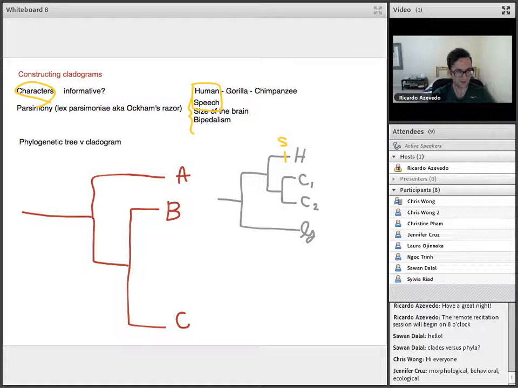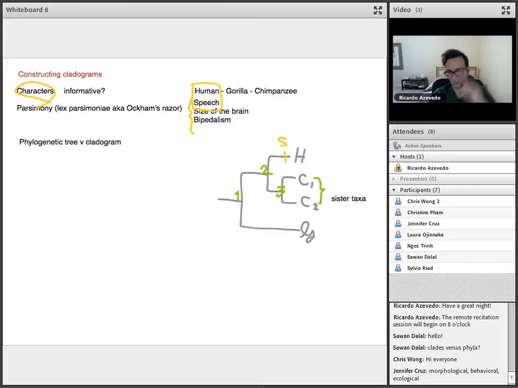Two, and there's a common ancestor here, 3. Okay, so 1 is the ultimate ancestor, so that's the root of our tree here. All these species descended from that common ancestor, number 1. Number 2 is the common ancestor of humans and chimps, and in chimps you have 2 sister taxa.